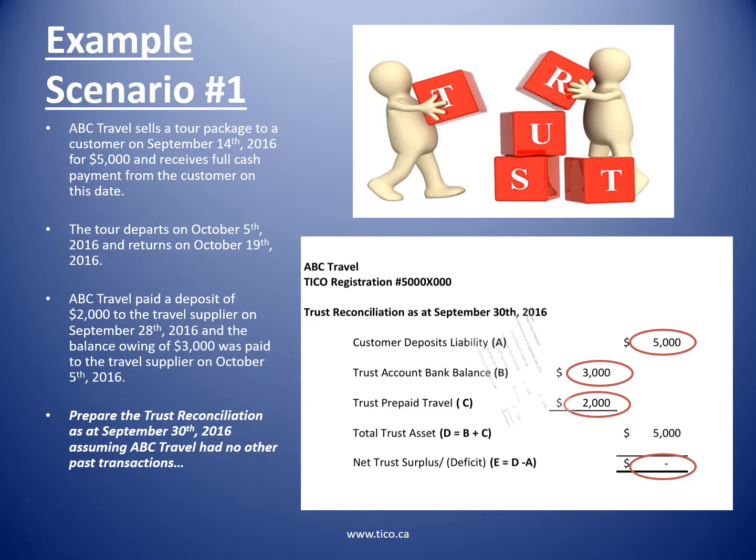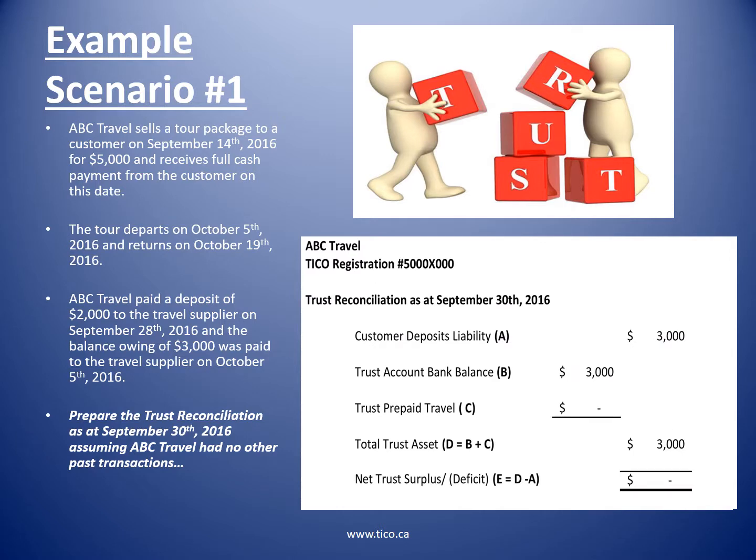In this example, it's the same situation. However, in this case, instead of showing the $2,000 supplier prepayment as a separate line under Trust Prepaid Travel, it has been netted against the customer deposits liability. This is how we have a $3,000 liability balance. The same result happens at the end, with a nil trust surplus.